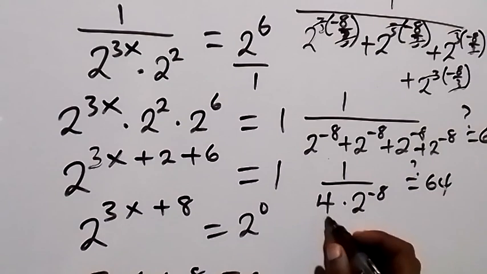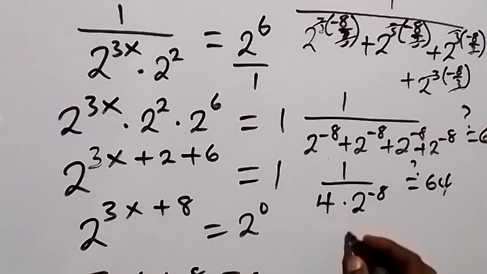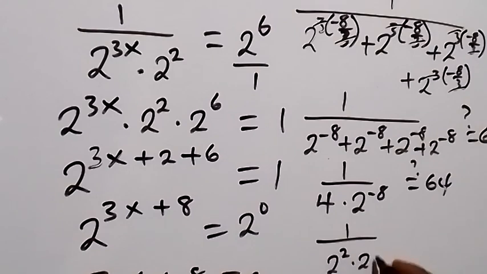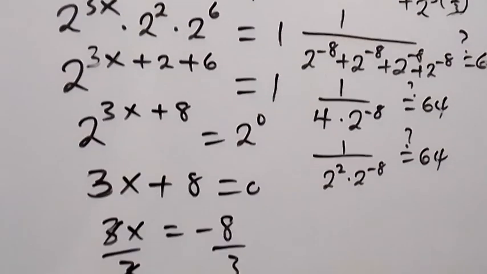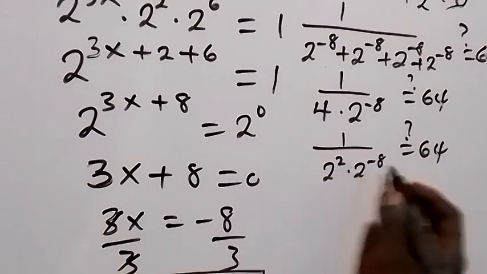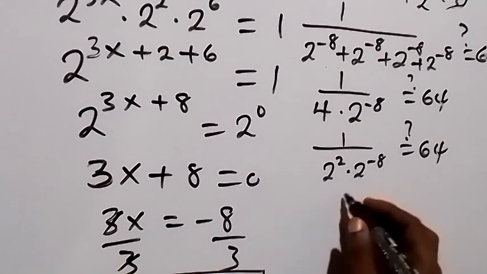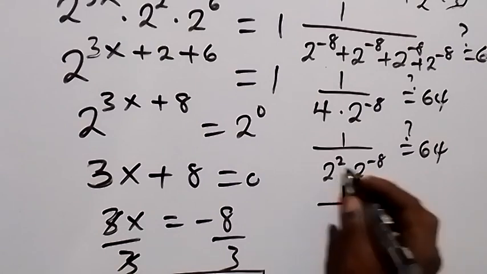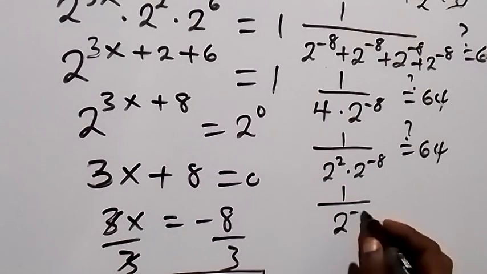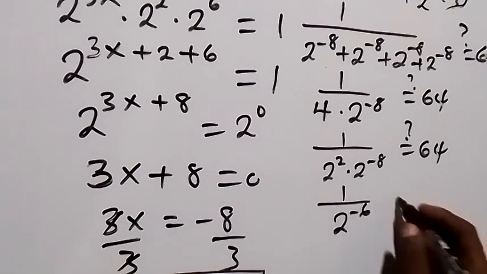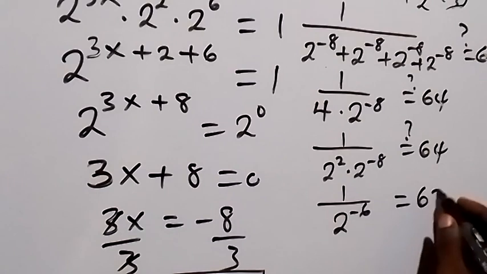Then we can also write 4 as 2 raised to power 2. We have 1 over 2 raised to power 2, then times 2 raised to power minus 8. Is this equal to 64? Then by the time we look at this from here, we can add this power together since they multiply, and this will be 1 over 2 minus 8, that's 2 raised to power minus 6. Then is this equal to 64?